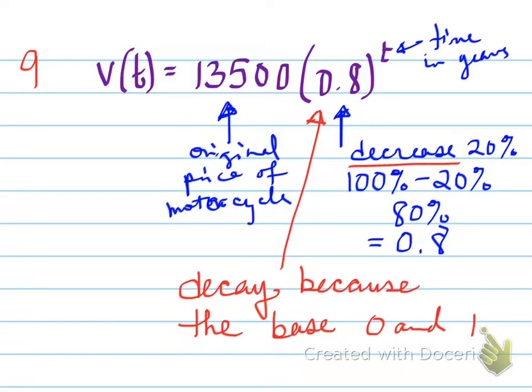Now, how do we know it's a decay, folks? Well, it's a decay because the base is between 0 and 1. The value of the base is between 0 and 1. As long as there are no other negatives lying around that might change things, and we will learn why in a little while, as long as there are no negatives lying around, if the base is between 0 and 1, we will always have a decay.